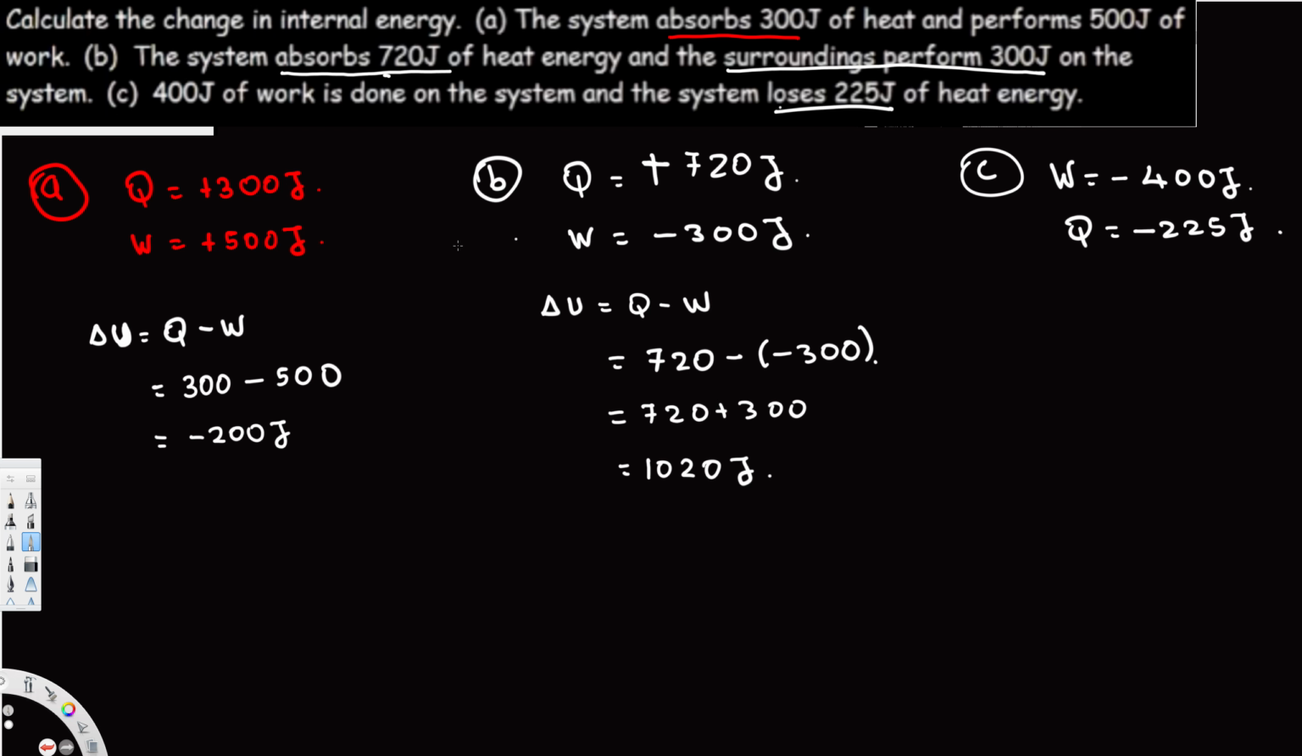So let's apply this in the internal energy equation. The change in internal energy is going to be delta U, which is equal to Q minus W. Q is negative 225, minus negative 400. So this is the same as plus 400 minus 225, right? 400 minus 225, and that is equal to 175 joules.